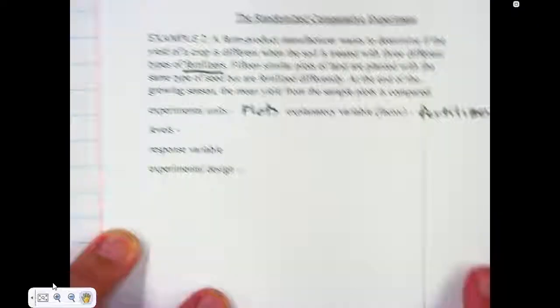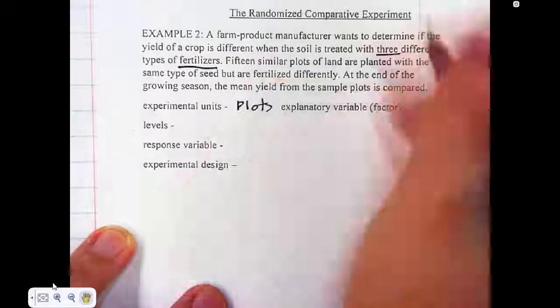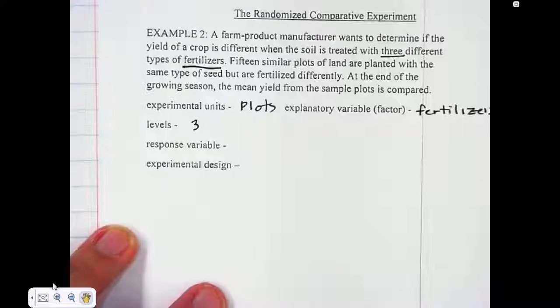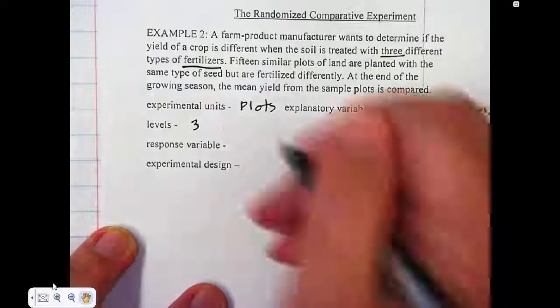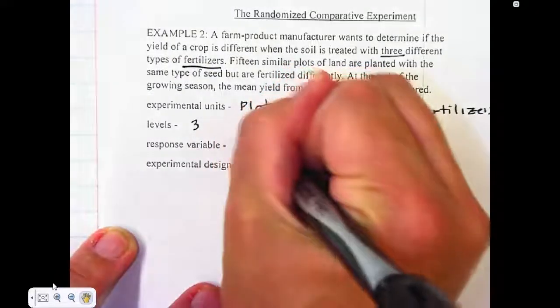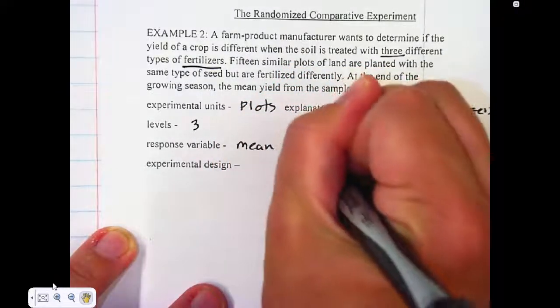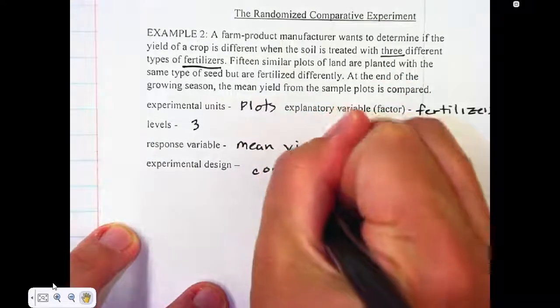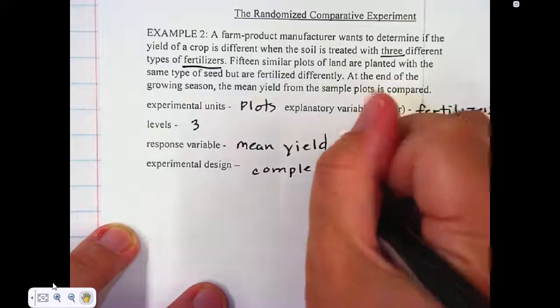The levels: there are 3 different types of fertilizers, so therefore there are 3 levels. They want to know what they're measuring in this one. Well, obviously it's how much they're producing, so that's actually called mean yield. My best friend married a farmer, so I know a little about that. And then lastly here, the design is completely randomized.